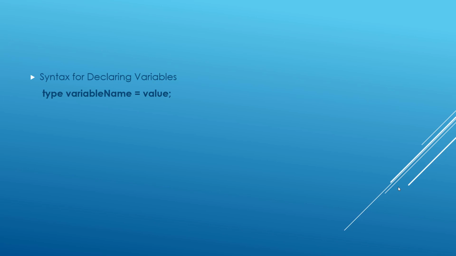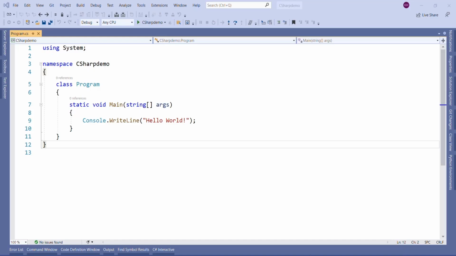Syntax for declaring a variable. We first write the data type of that variable, then we give the name to that variable and we can assign the value. Now let's see how to declare a variable. We should write the data type. Now I will use the int data type and then the variable name, like score, I will write. And we can assign the value 100. This is the correct declaration of a variable.